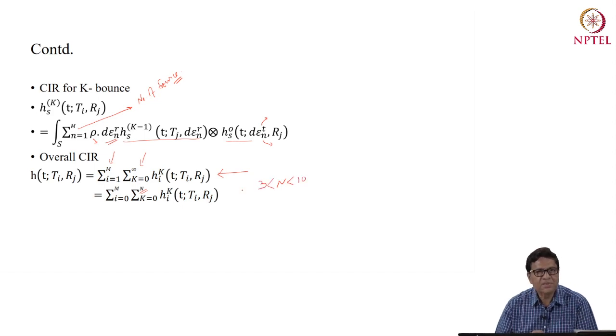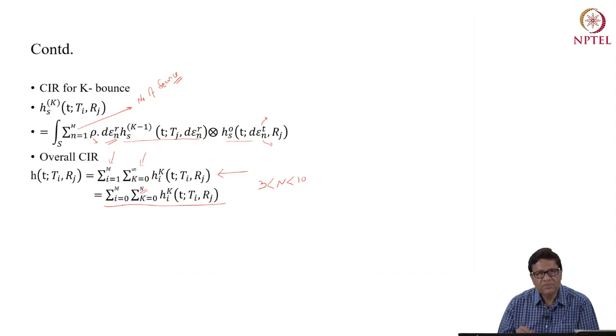So this becomes the overall channel response for the system which has multiple sources and a single receiver, which is the summation I equal to 0 to m, where m is the number of sources, and summation k equal to 0 to n, where n is the number of reflections. One can take the value of 3.